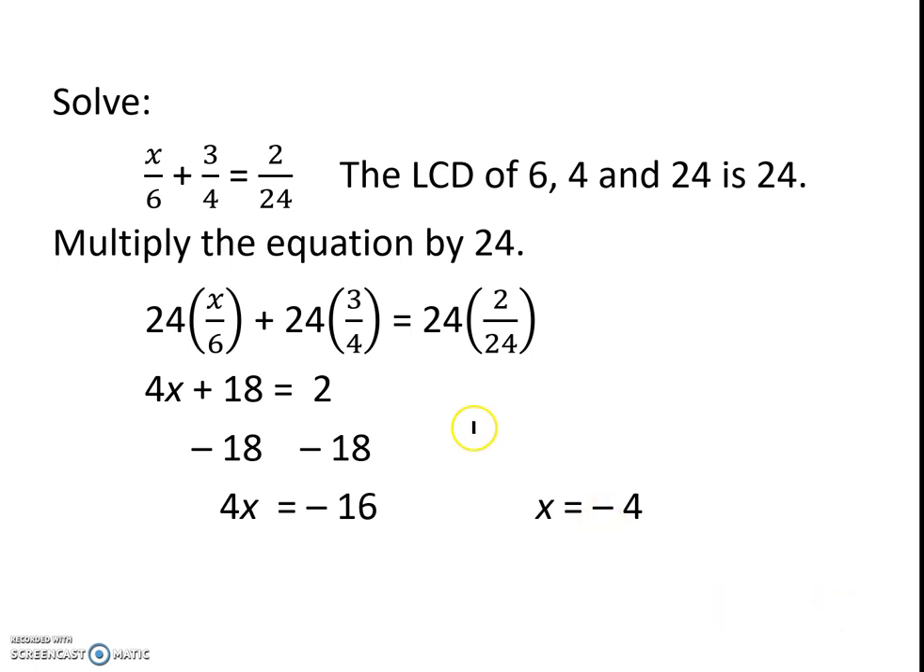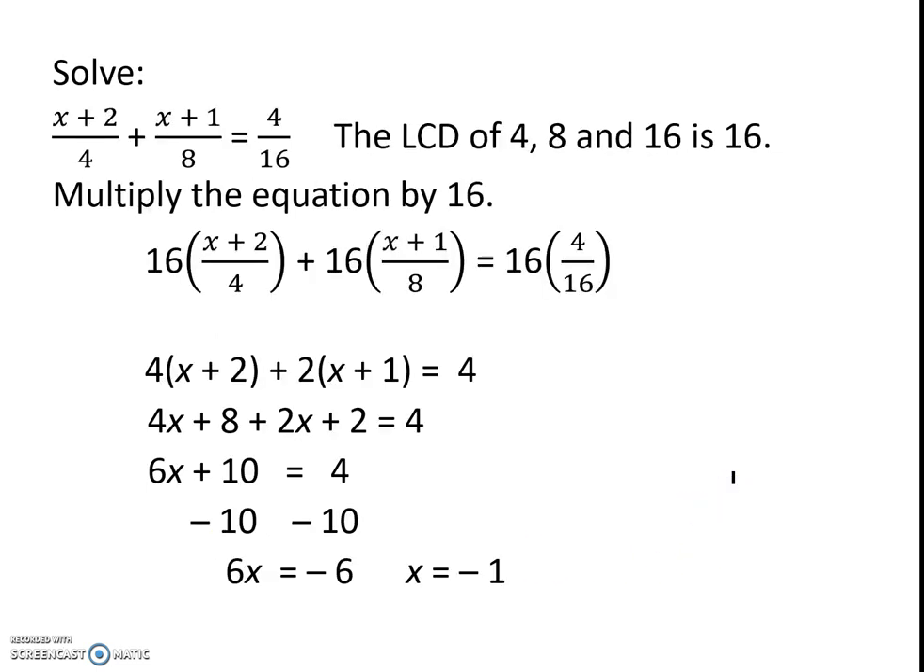So we multiply the whole equation by 24, and when we do that, 24 times x divided by 6 is 4x. 24 times 3 divided by 4 is simply 18. And 24 times our two 24ths is just 2. Subtracting 18 from both sides, we end up with 4x equaling negative 16. But we don't want 4x, so we divide each side by 4 to find that x equals negative 4.